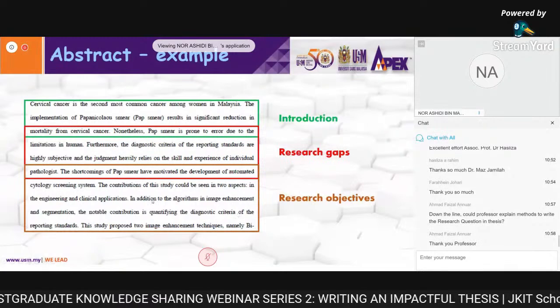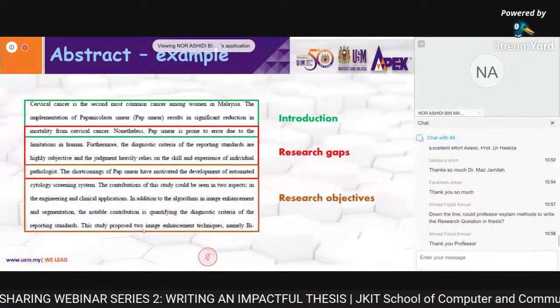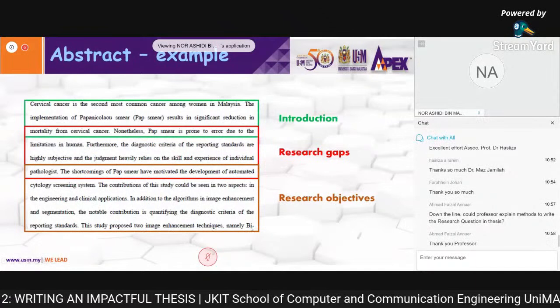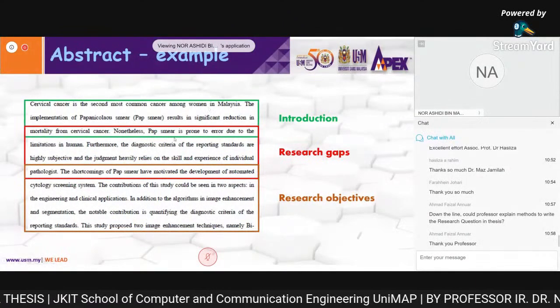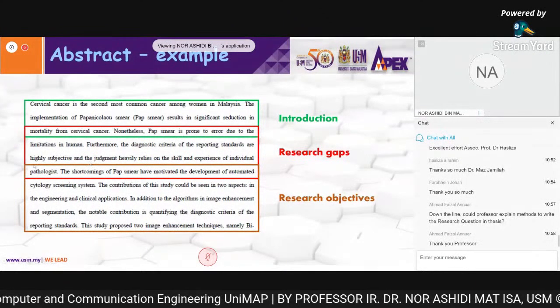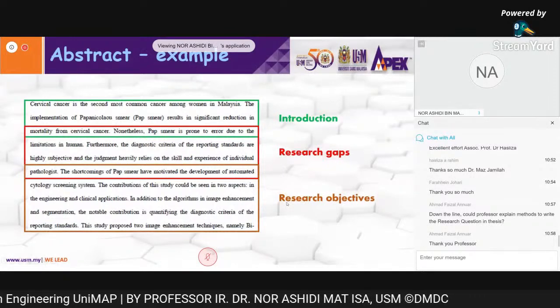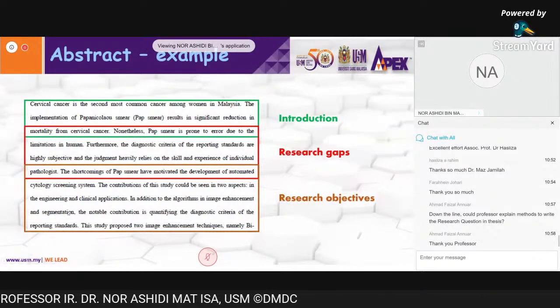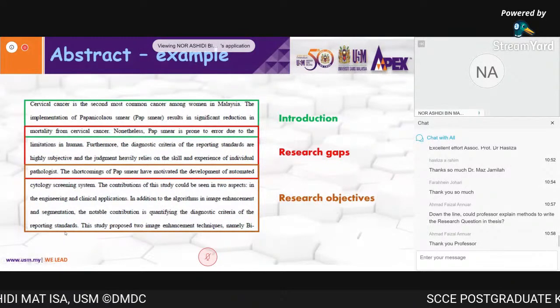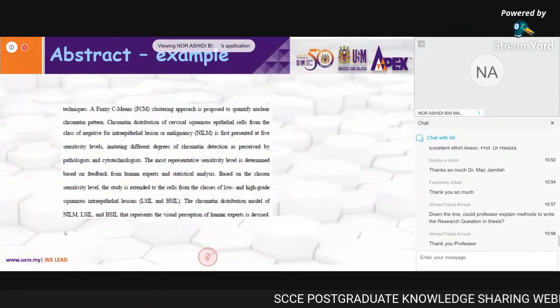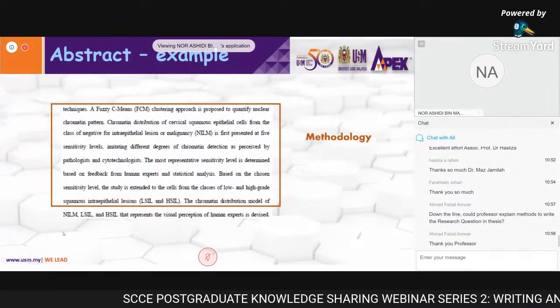Okay, so this study proposed 2 image enhancement techniques, and so on. So this is the introduction. This is the research gap. The problem is highlighted, and our objective is that we want a technique which is more objective. Okay, and then this is the methodology.